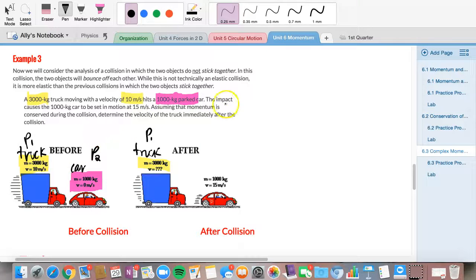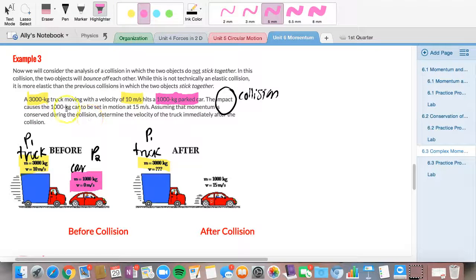All that's before. The impact, that means that that's the collision. So everything before this was before. Everything after the collision is after. So let's keep reading. It says now the car is having a speed of 15 meters per second. So I list that right here, 15 meters per second. I'm using the same mass as before because mass never changes.